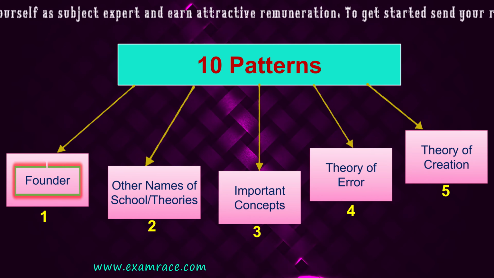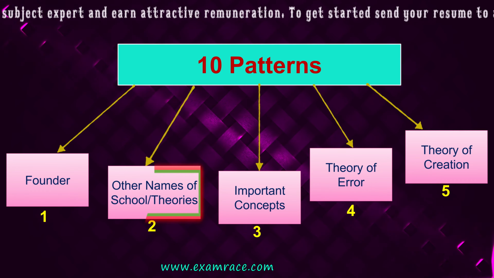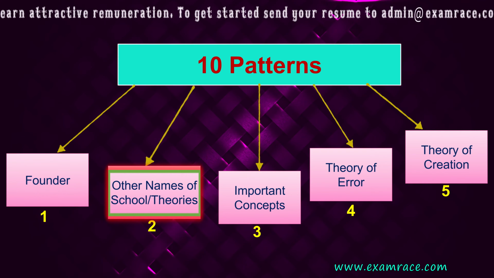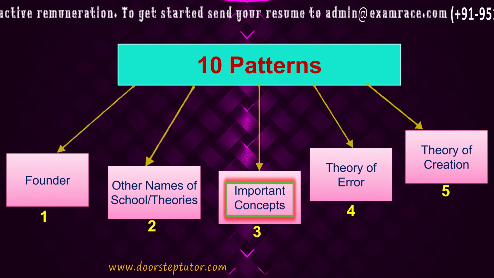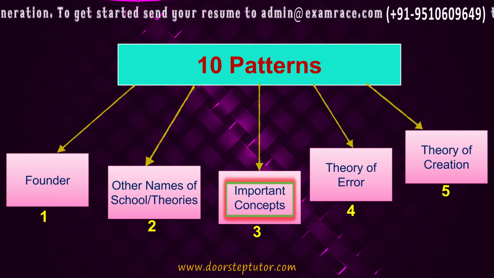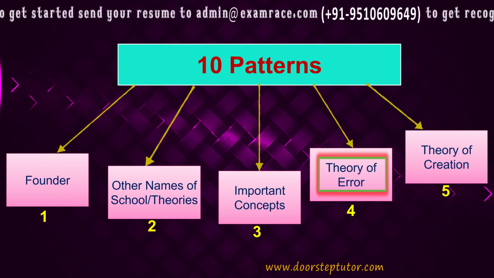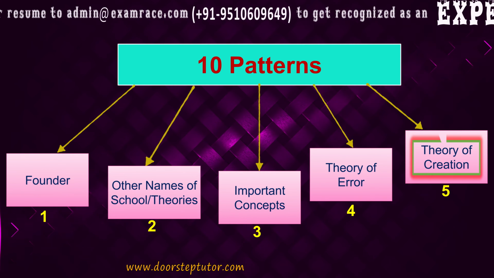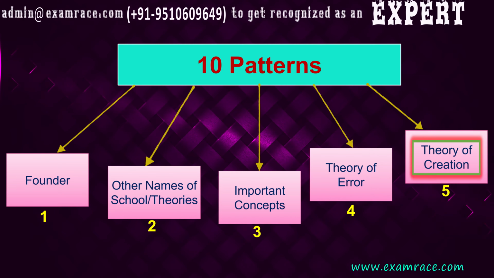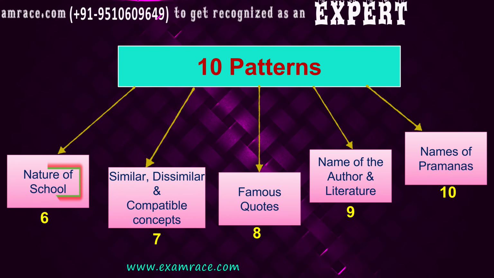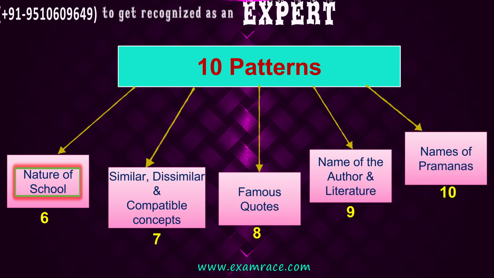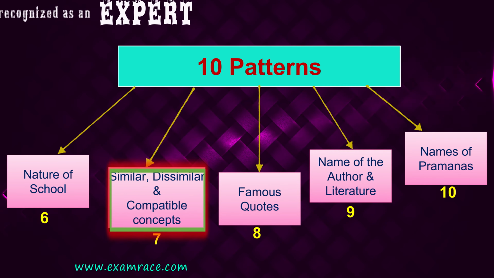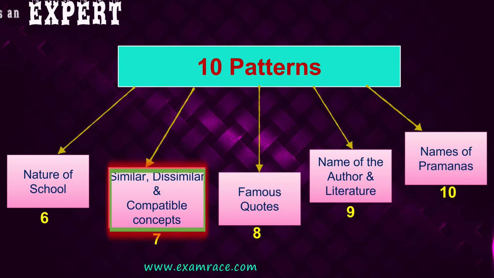The first pattern is the founder, the second is the other names of school or the other theories of the school. The third pattern is important concepts. The fourth pattern is the theory of error or Khyativada. The fifth pattern is the theory of creation. The sixth pattern is the nature of the school. The seventh is similar, dissimilar, and compatible concepts.